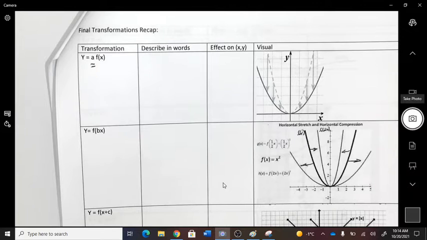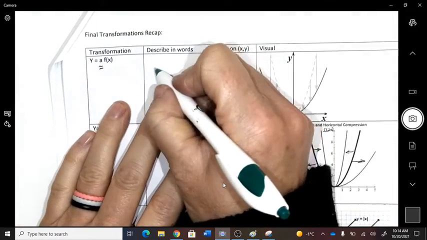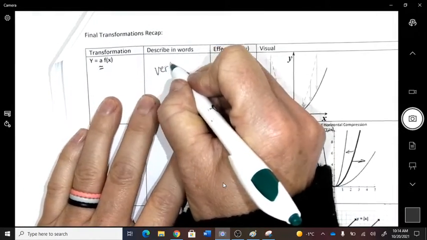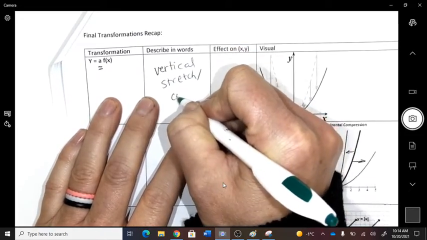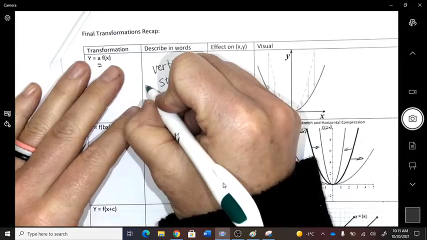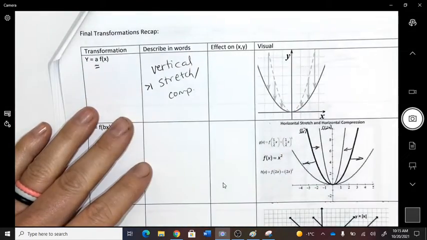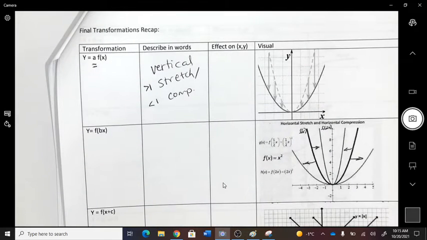Okay, recapping everything. If you see an A, what does it do physically? A description. It's a vertical stretch, or it could also compress depending on its value. It stretches if it's bigger than 1, and it compresses if it's like a decimal or a fraction, right?